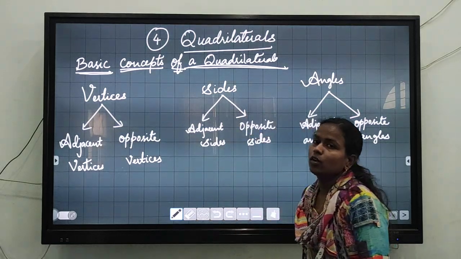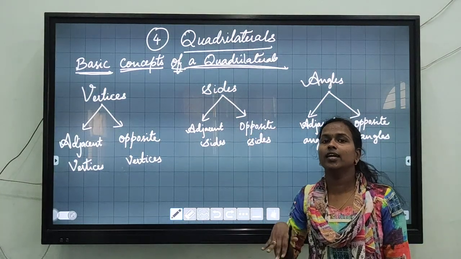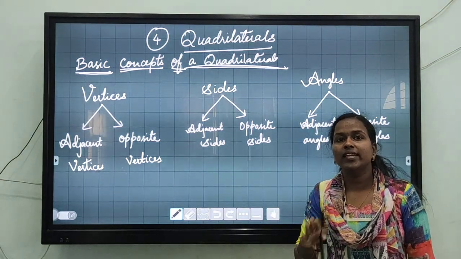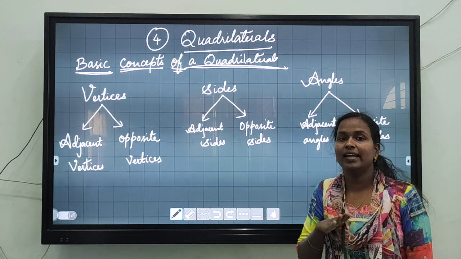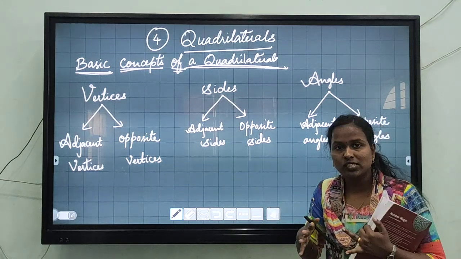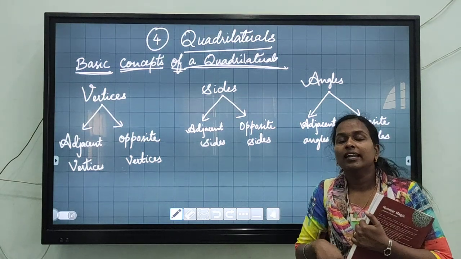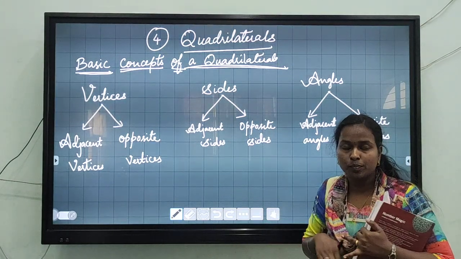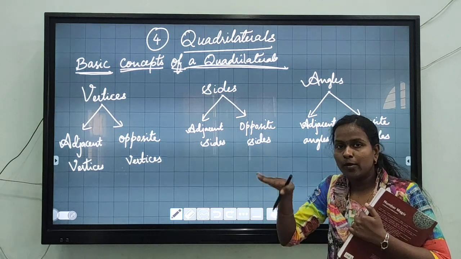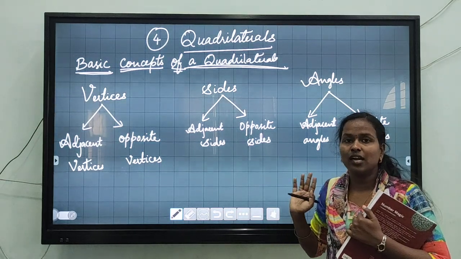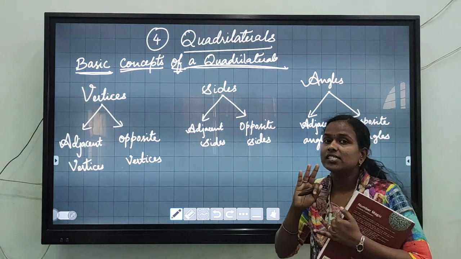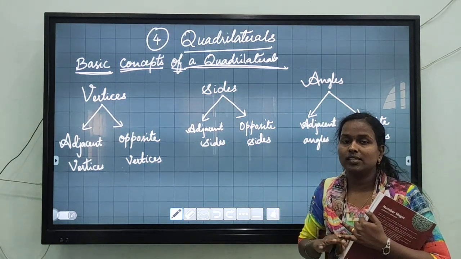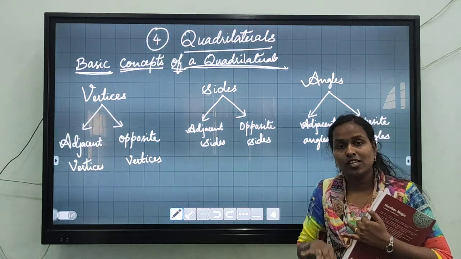Next one, quadrilateral. What is meant by quadrilateral? We already learned in polygons, in the third chapter, that a polygon is a closed figure made by line segments. It should be a closed figure made up of line segments. If it has 3 sides, that is a triangle. That is also a polygon.